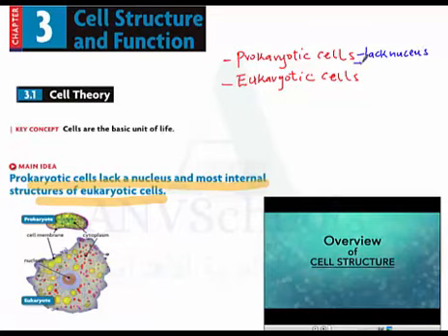And of course, they also lack cell organelles. So they lack a nucleus and cell organelles, and eukaryotic cells have a nucleus and also have cellular organelles. So this is the main difference between these two.